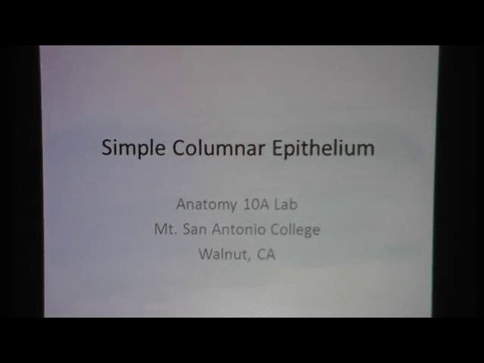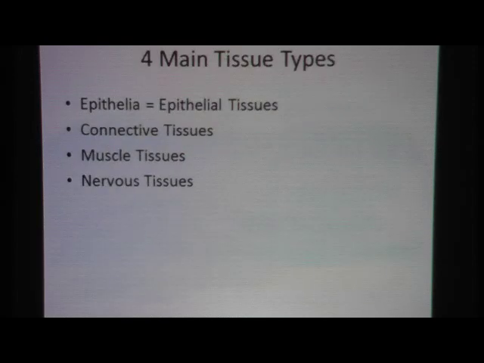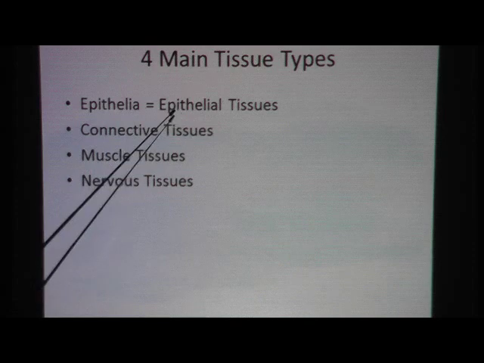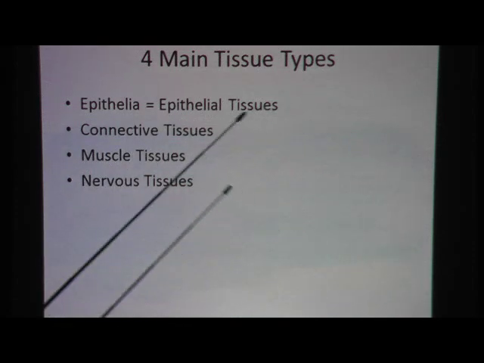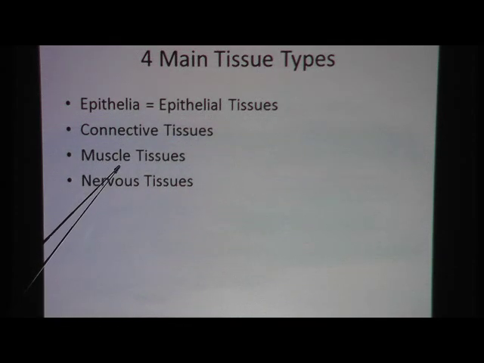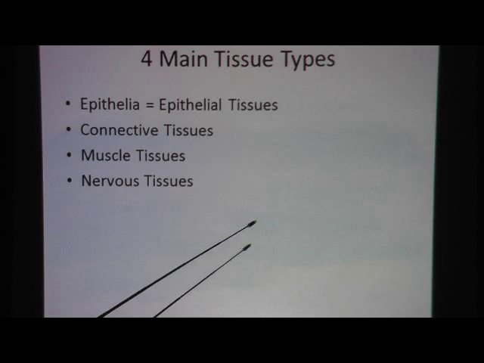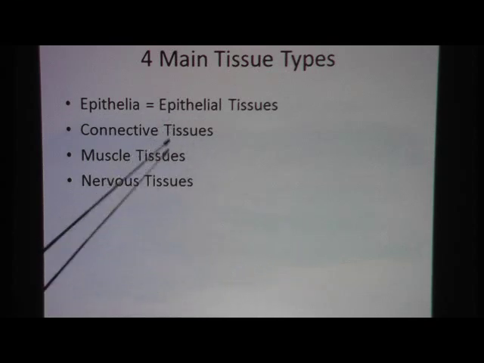Okay, this is simple columnar epithelium, made for Mount San Antonio College Anatomy 10A lab. Quick review: we have four main tissues in the body. Right now we're going to focus on epithelial tissue, but you should also know that we have connective tissues, muscle tissues, and nervous tissues. Our entire body, if we break it down, can fit all of our tissue into one of these categories.